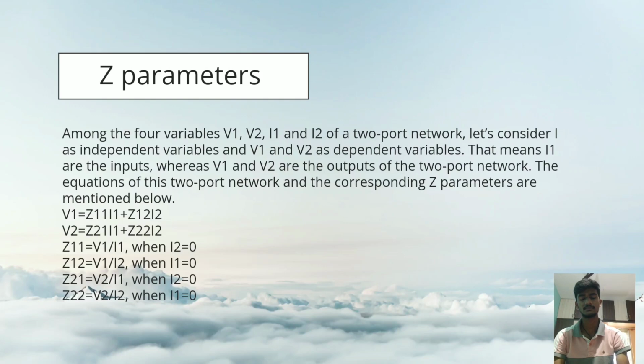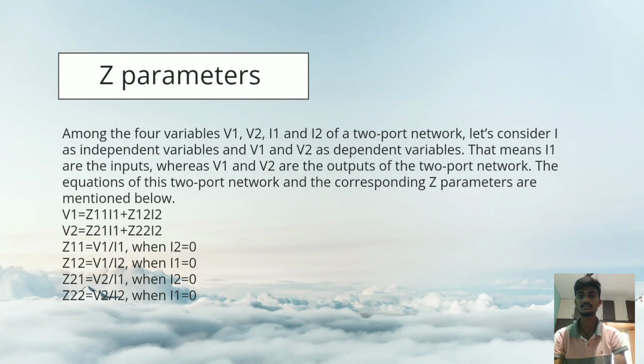Now let us discuss what the Z parameter is. The Z parameter is also known as the impedance parameter. Among the four variables V1, V2 and I1, I2 of two-port networks, let us consider I1 and I2 as independent variables and V1 and V2 as dependent variables. That means I1 and I2 are the inputs and V1 and V2 are the outputs of the two-port network.